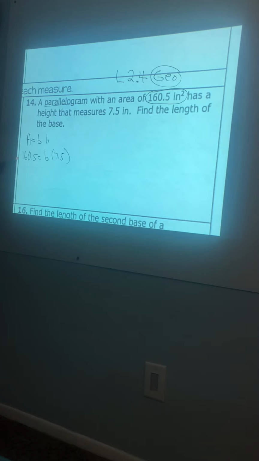So right away, after you write this up, it just turns into Algebra 1. It's a one-step equation. You're going to divide by 7.5, divide by 7.5. All right. Trusty old calculator over here. All right, 160, remember it's top divided by bottom, so 160.5 divided by 7.5, and you get an answer of 21.4.